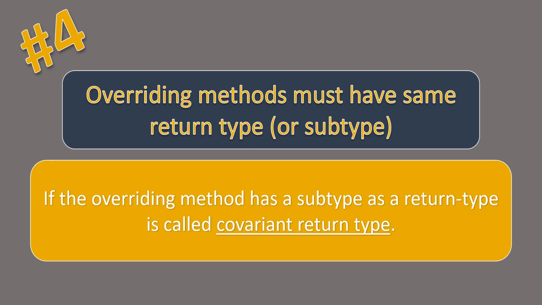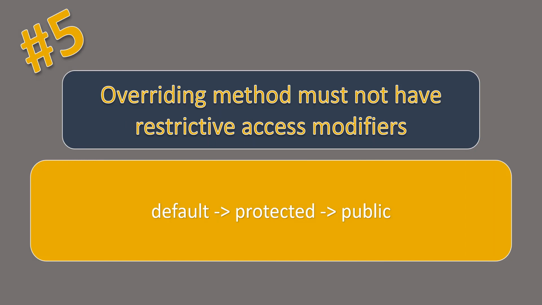In the previous video, we saw the rule regarding covariant return types. The next rule in method overriding is that overriding methods must not have restrictive access modifiers. So this rule is basically related to the access modifiers that you can give to your overriding method. And according to the rule, you cannot go giving restrictive access. And here is how that follows.